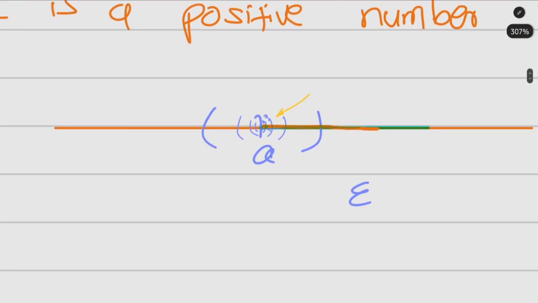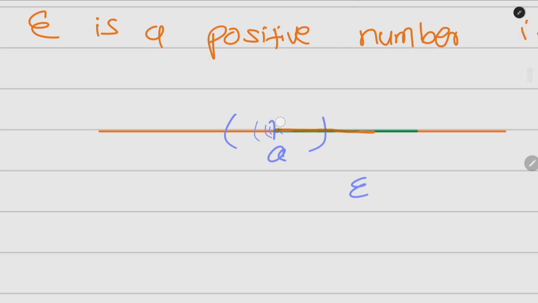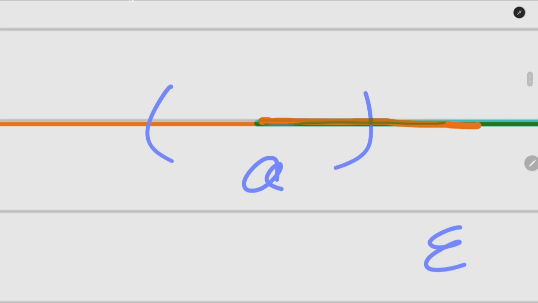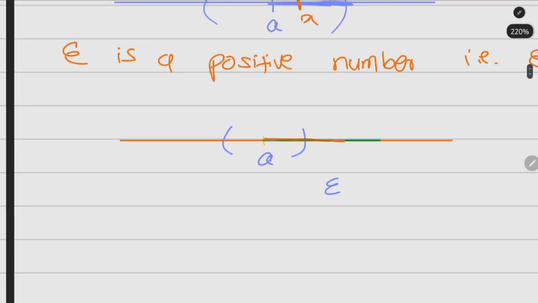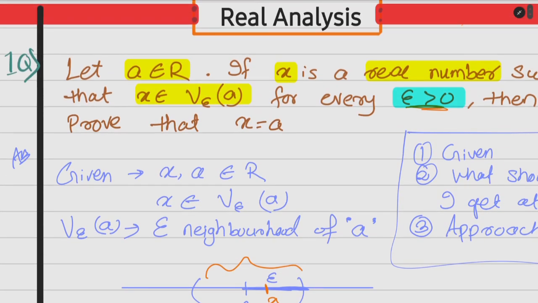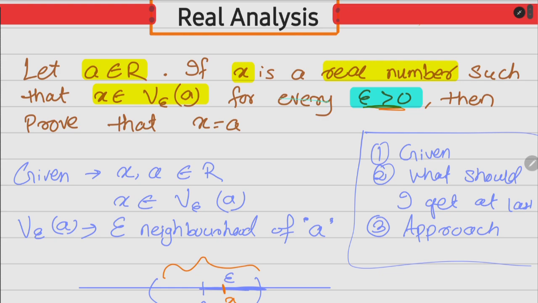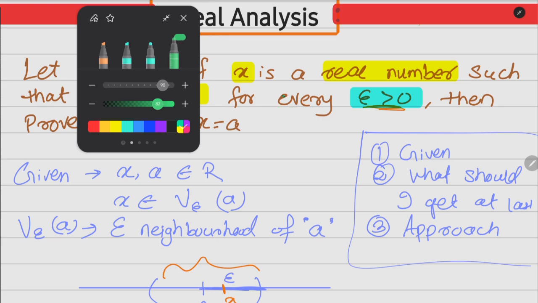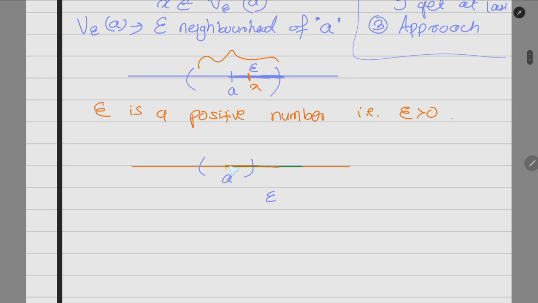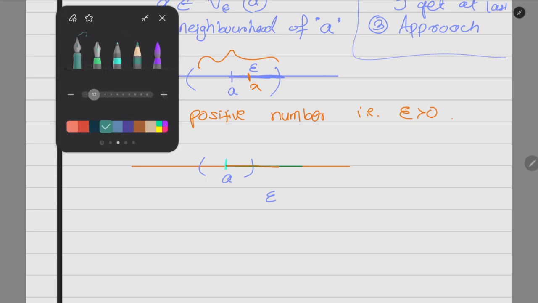In that way, see, I will erase this one. This is our point A. What it says, focus on the words for every epsilon. For every epsilon, there must be an X inside the neighborhood of A. I think it's getting a little bit complicated, but try to understand what it says.